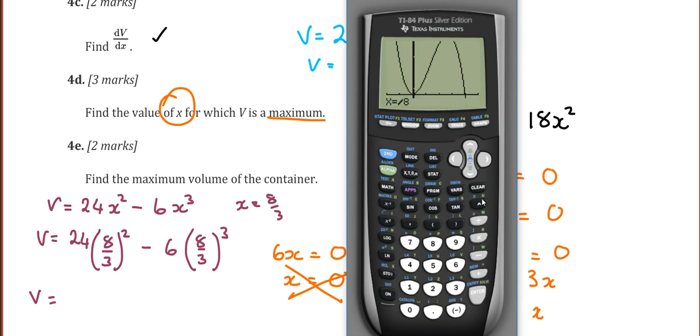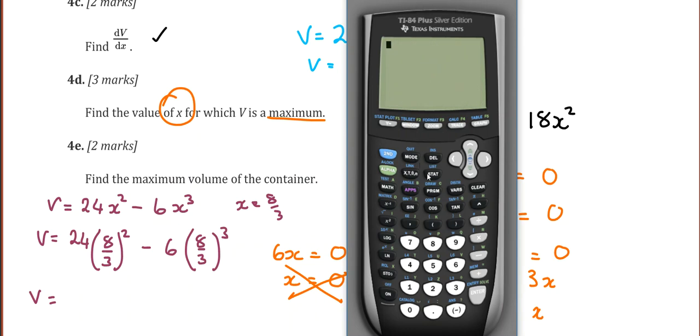8/3. Oh, I think it doesn't like that, does it? So 8 divided by 3. If I press enter, I get 56.89. It does it for me. I don't need to. I could write it out in the other way.